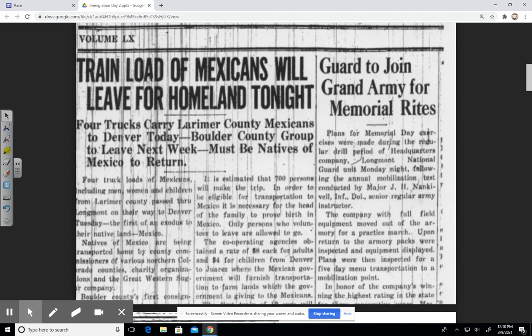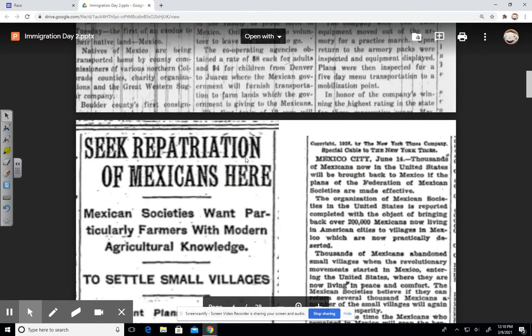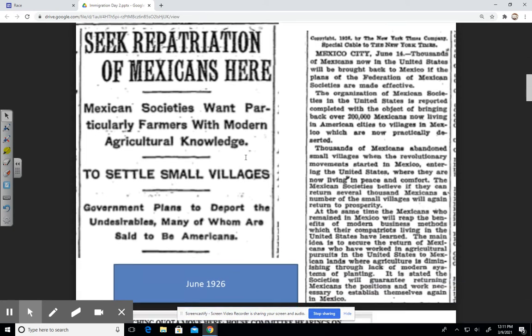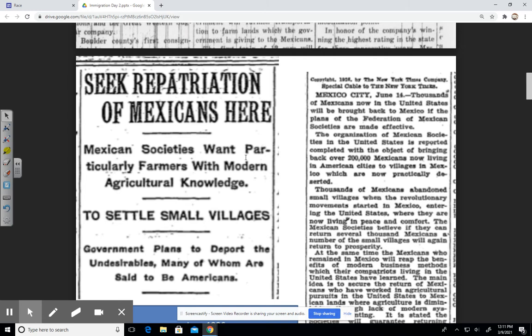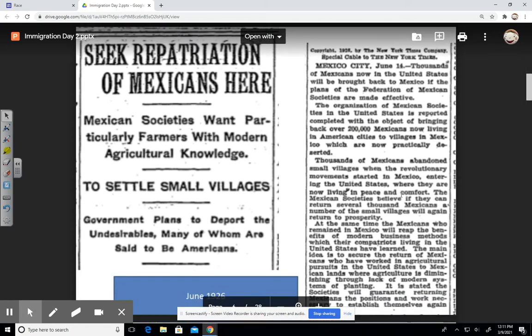Mexicans back. 4 trucks carry Lamar County Mexicans to Denver today. Trainload of Mexicans will leave for home tonight. Here we see another one, the Mexican repatriation of Mexicans here. This is June of 1926. So these are New York Times articles that are advocating or addressing the decision to send Mexicans back to Mexico. And we see this statistic here that they determined that 200,000 Mexicans now live in American cities.